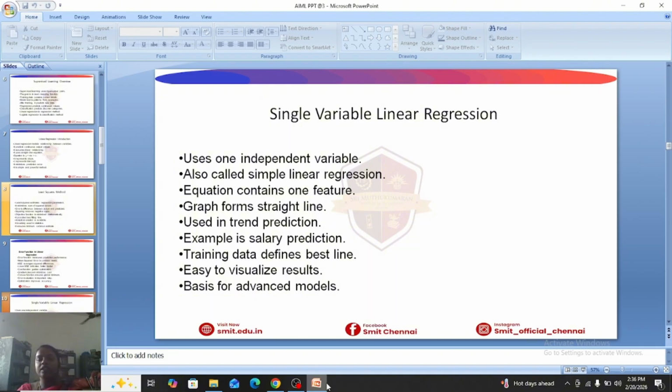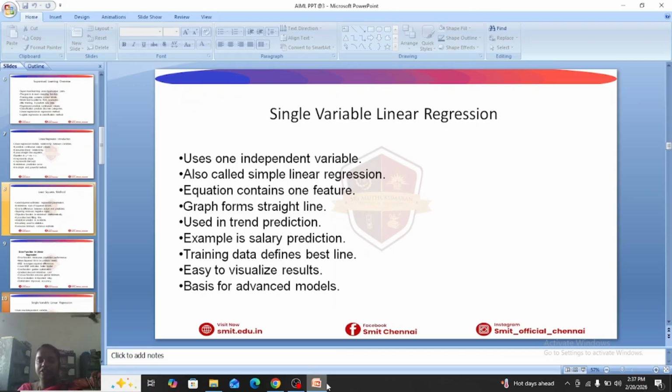Moving on to single variable linear regression. Single variable linear regression, also called simple linear regression, is a supervised learning algorithm used to model the relationship between one independent variable and one dependent variable. It predicts continuous values by fitting a straight line to the data. It uses one independent variable. The equation contains one feature, and the graph forms a straight line used in trend prediction.